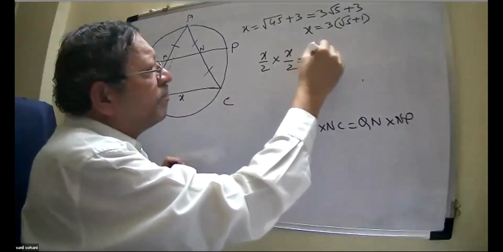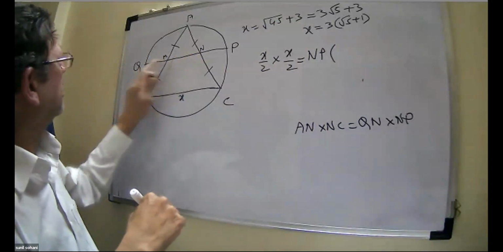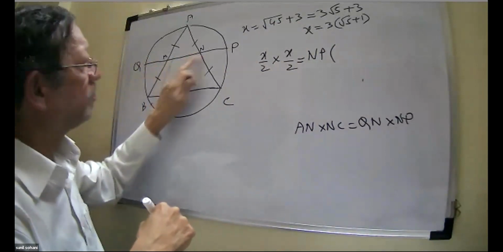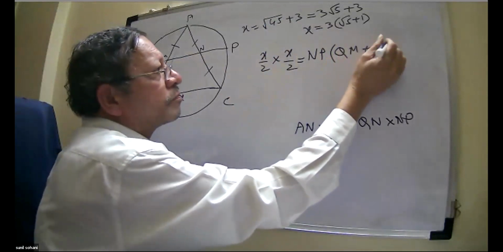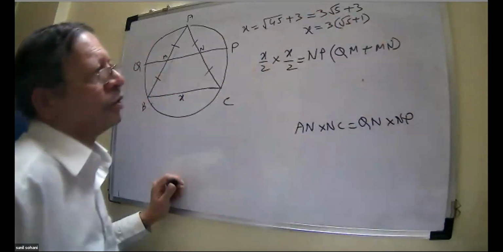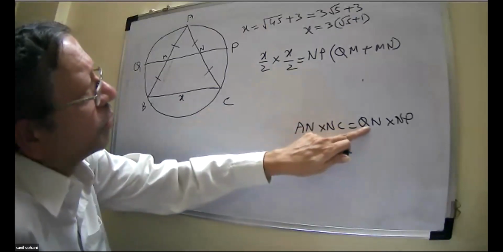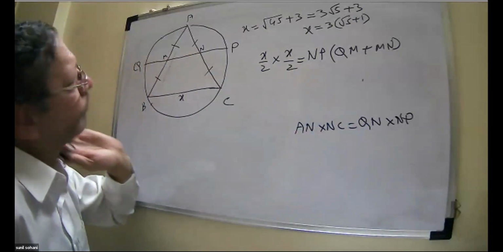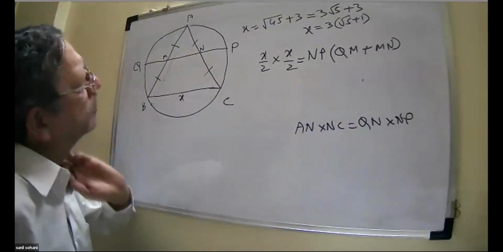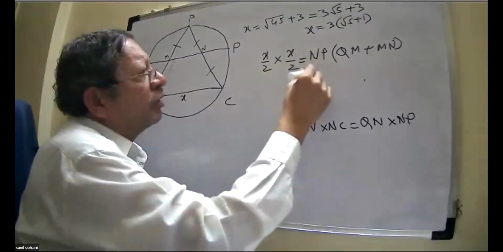NP is written as NP, and QN can be modified as QM plus MN. So I modified the QN part by breaking it into two parts. If you want, I can. Okay, now let me go to the next one.